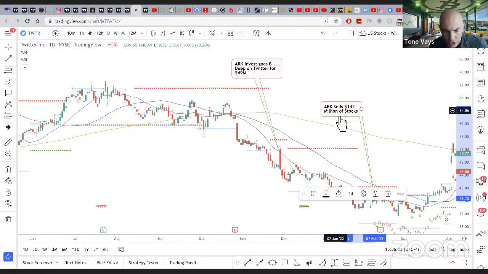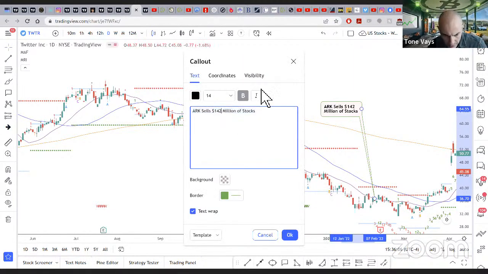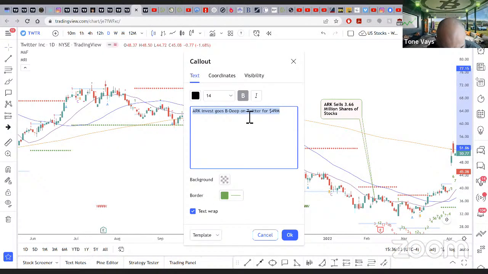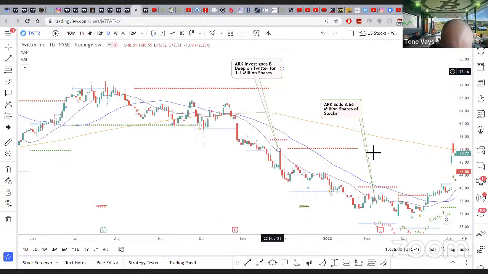3.66 million shares. Let's do this in shares, because shares is better. And they bought over here 1.1 million shares. See, we're talking about shares, not dollars, because the price was like 20% lower. So she doubles down on Twitter here with Jack Dorsey's departure.